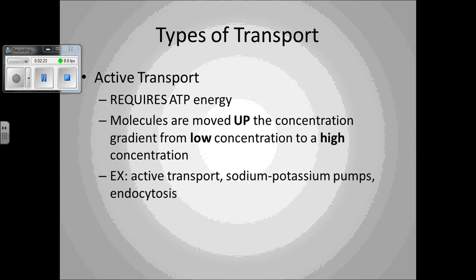Active transport requires energy. Molecules this time are going to move in a backward fashion. They're going to go from a less crowded area to a crowded area. So if we have 100 people in the classroom, active transport would be trying to fit 102 people in the classroom, going from again, a low concentrated area to a high concentrated area. Examples of active transport are sodium potassium pumps, things like endocytosis and exocytosis.